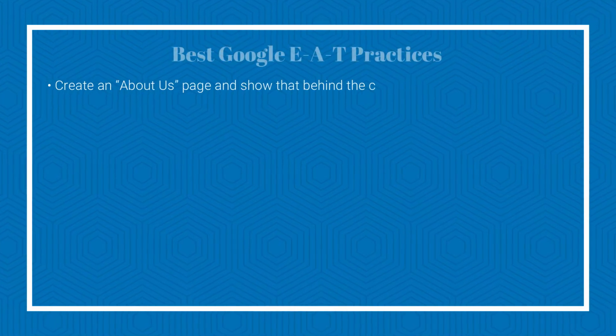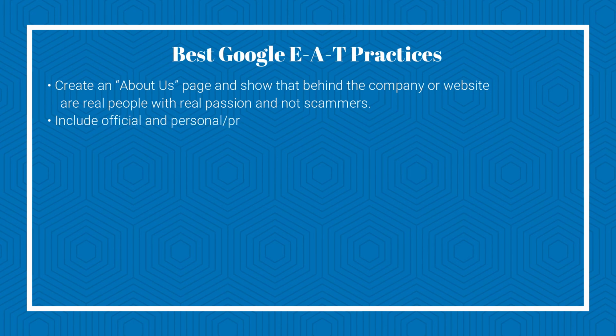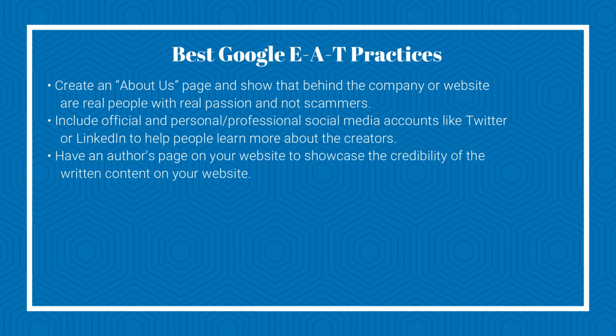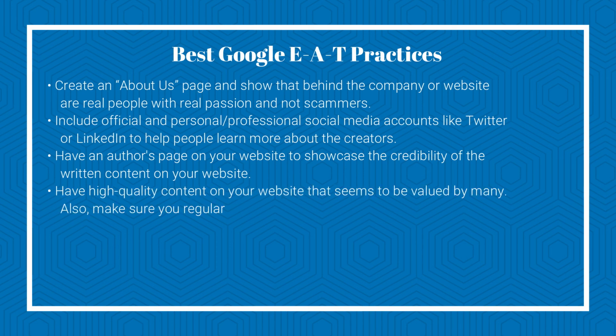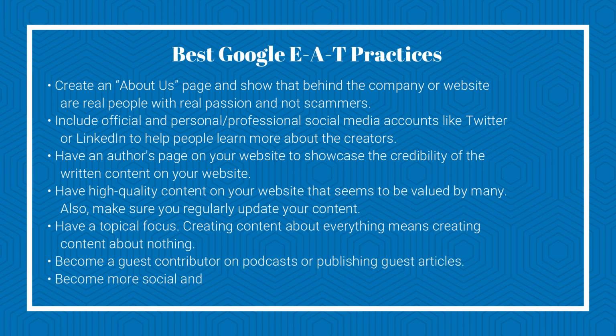And to improve your website EAT, there are several things you can do, such as create an About Us page and show that behind the company or website are real people with a real passion and not scammers. Include official and personal or professional social media accounts like Twitter or LinkedIn to help people learn more about the creators. Have an authors page on your website to showcase the credibility of the written content on your website. Have high quality content on your website that seems to be valued by many. Also, make sure you regularly update your content.